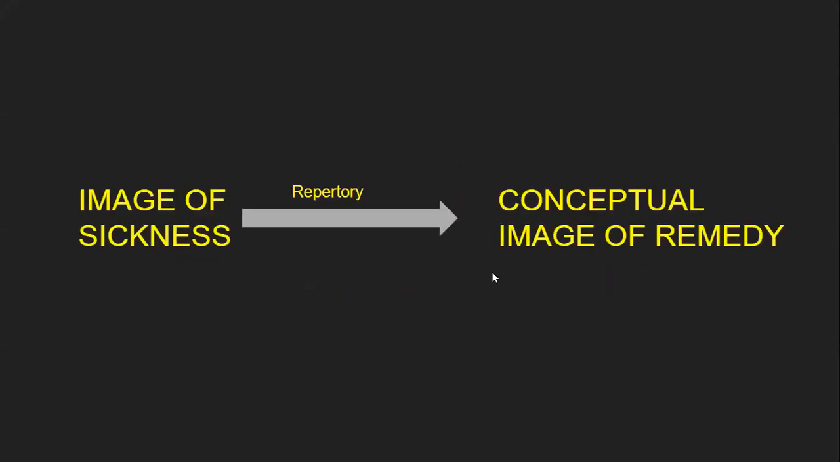Now, we have to take the case properly. We have to isolate the important symptoms. We have to logically arrange the important symptoms and construct the image of sickness. And with the help of repertory, we have to see which remedy is having a similar conceptual image, like the rabbit in this case, and that remedy will become your similimum. Is this understood?